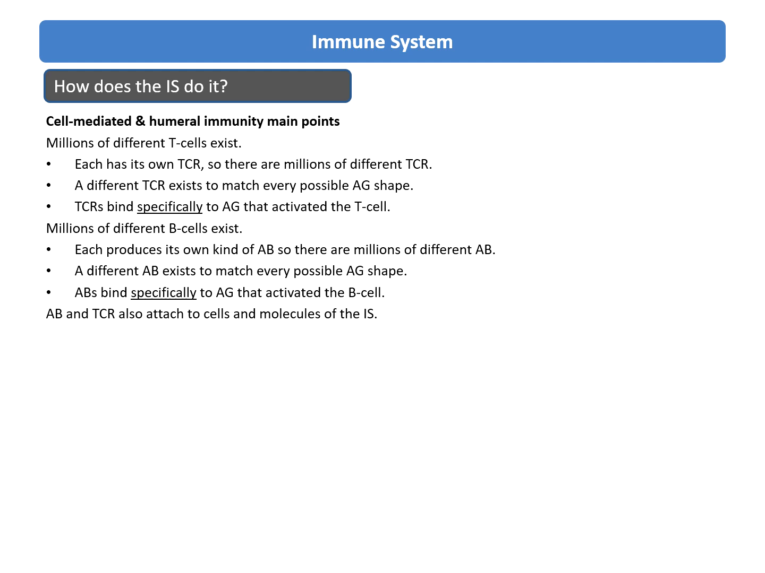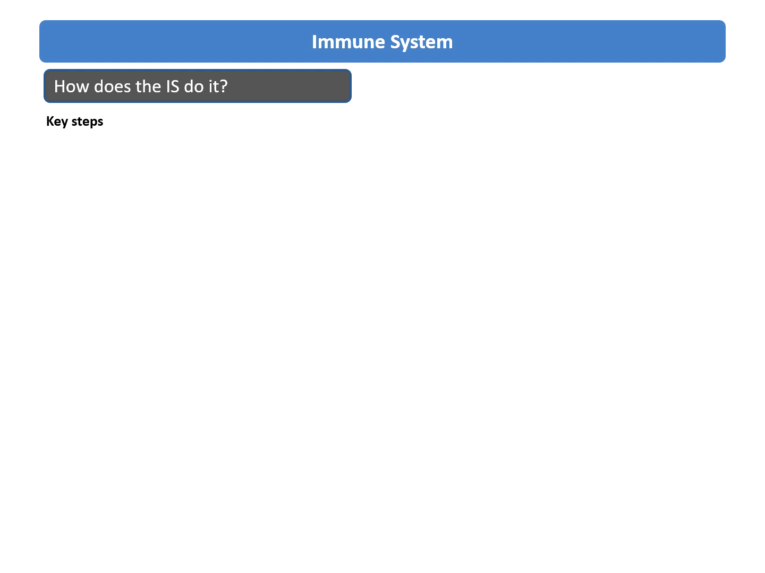Antibodies and T cell receptors also attach to cells and molecules of the immune system. Now notice what we're saying. They can attach to the antigen, but they also attach to the cells and molecules of the immune system, and so they serve as links between the two.